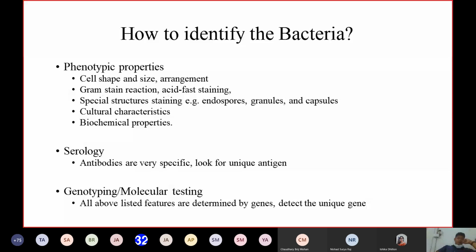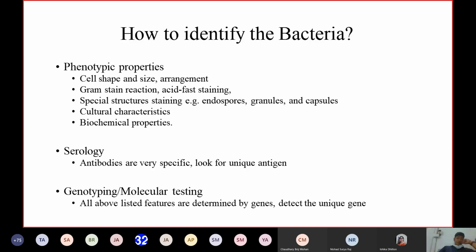Now, if we see the sensitivity and specificity of this test, PCR or molecular testing, genotyping, and I told you PCR, that is polymerase chain reaction, they are used synonymously, is the most specific and most sensitive method for detecting the organism. We are directly detecting the unique gene present on its chromosome, or present in its nuclear material.